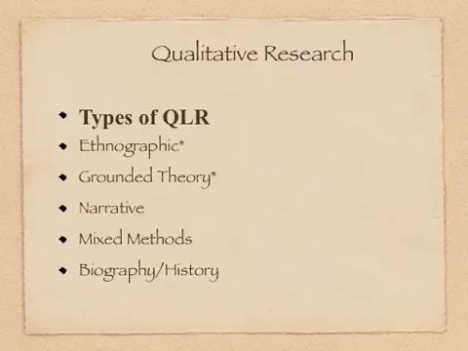There are a few types of qualitative research. The first two on the screen are ethnographic and grounded theory. They have asterisks by them because I'll go into those two in a little bit more detail. The next three are narrative, mixed methods, and biography/history. I just want to give you a very brief overview of those.